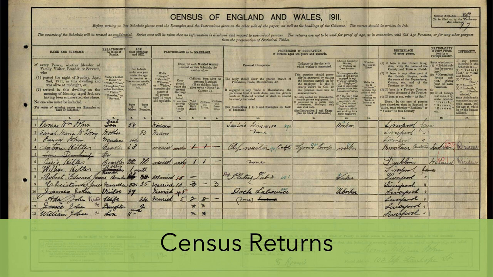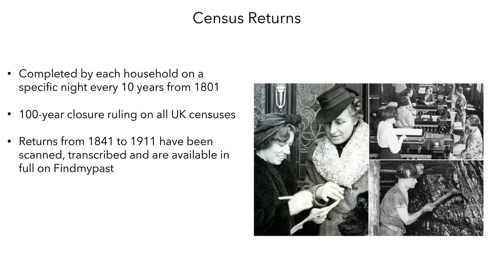So, a bit of basic info about census returns. They were completed by each household on a specific night every 10 years from 1801 onwards. All UK census records have a 100-year closing ruling, which means that the most recent one you can currently search in its entirety is the 1911. Next will be obviously the 1921, and I think that's scheduled to be released in 2022, I believe. But returns from 1841 to 1911 have been scanned, transcribed, and are fully available to search in their entirety on Findmypast.